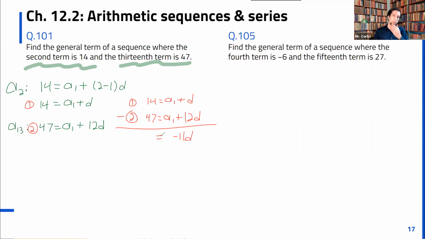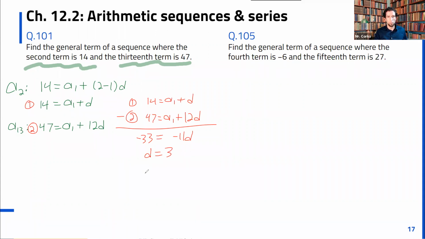What are we going to get on the left here? Negative 33. Right, negative 33. So negative 33 over negative 11, and that's just turning into positive 3. Okay, there's our d value. What are we going to do with this? We can find A1 using that.